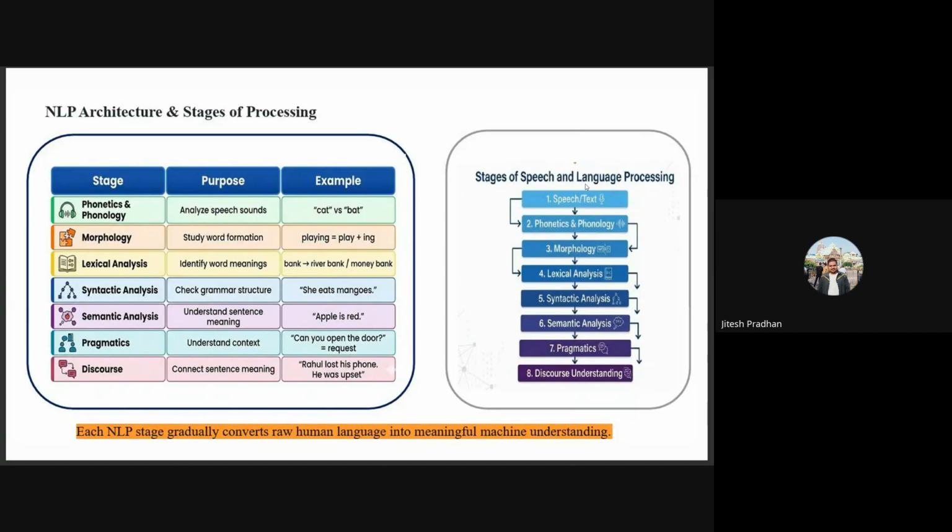So the stages of language processing are these. First, raw speech will be there. From the raw speech, we perform phonetics and phonology based analysis. Then we do morphological analysis.